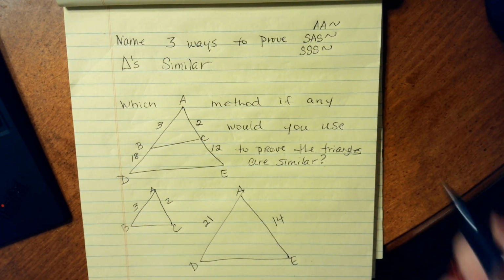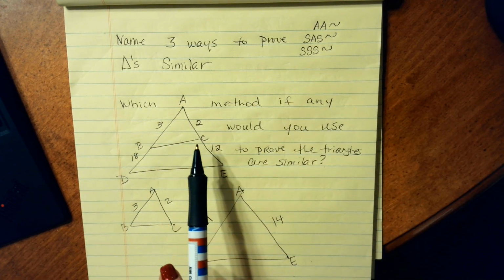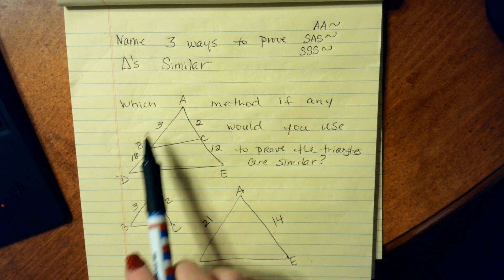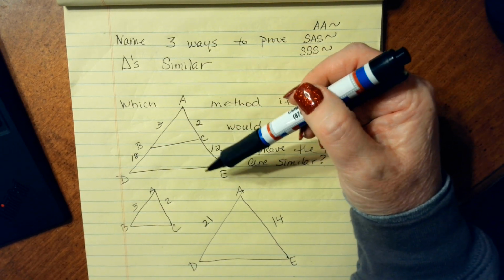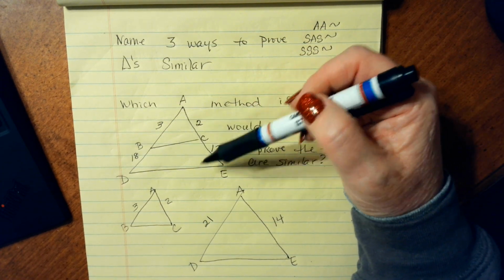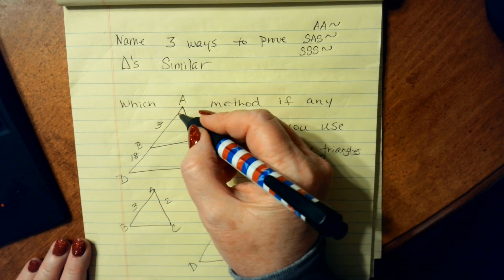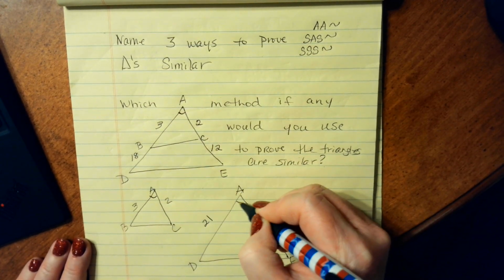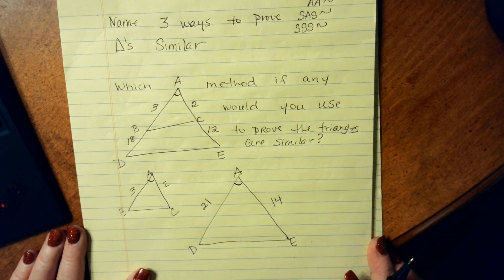In order to determine which of these to use, you want to ask yourself, what do I know? What information are they giving me? Well, they're giving me some information about some sides here. Are they giving you any information at all about angles? No, they're not, but angle A is actually a part of both triangles, and it is the same exact angle, so it is congruent to itself.